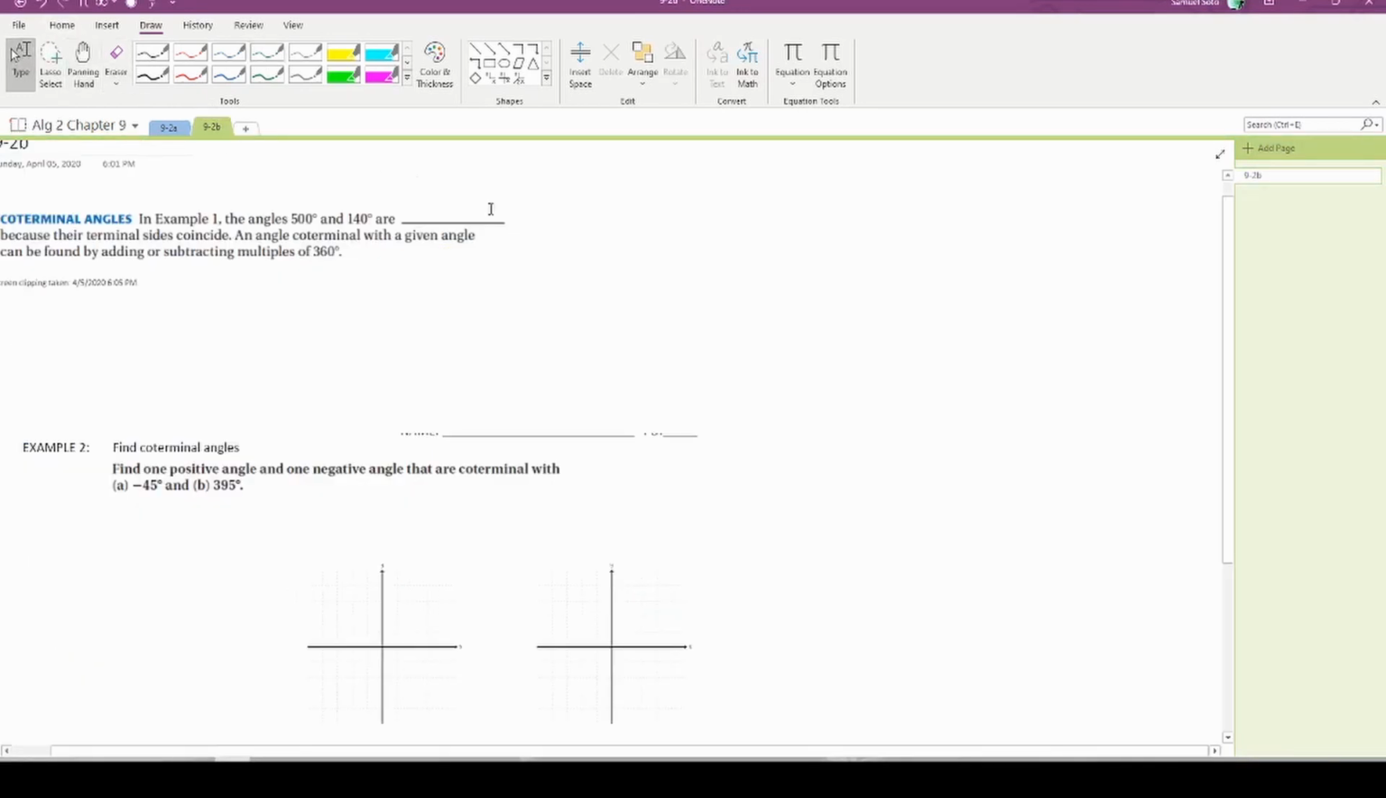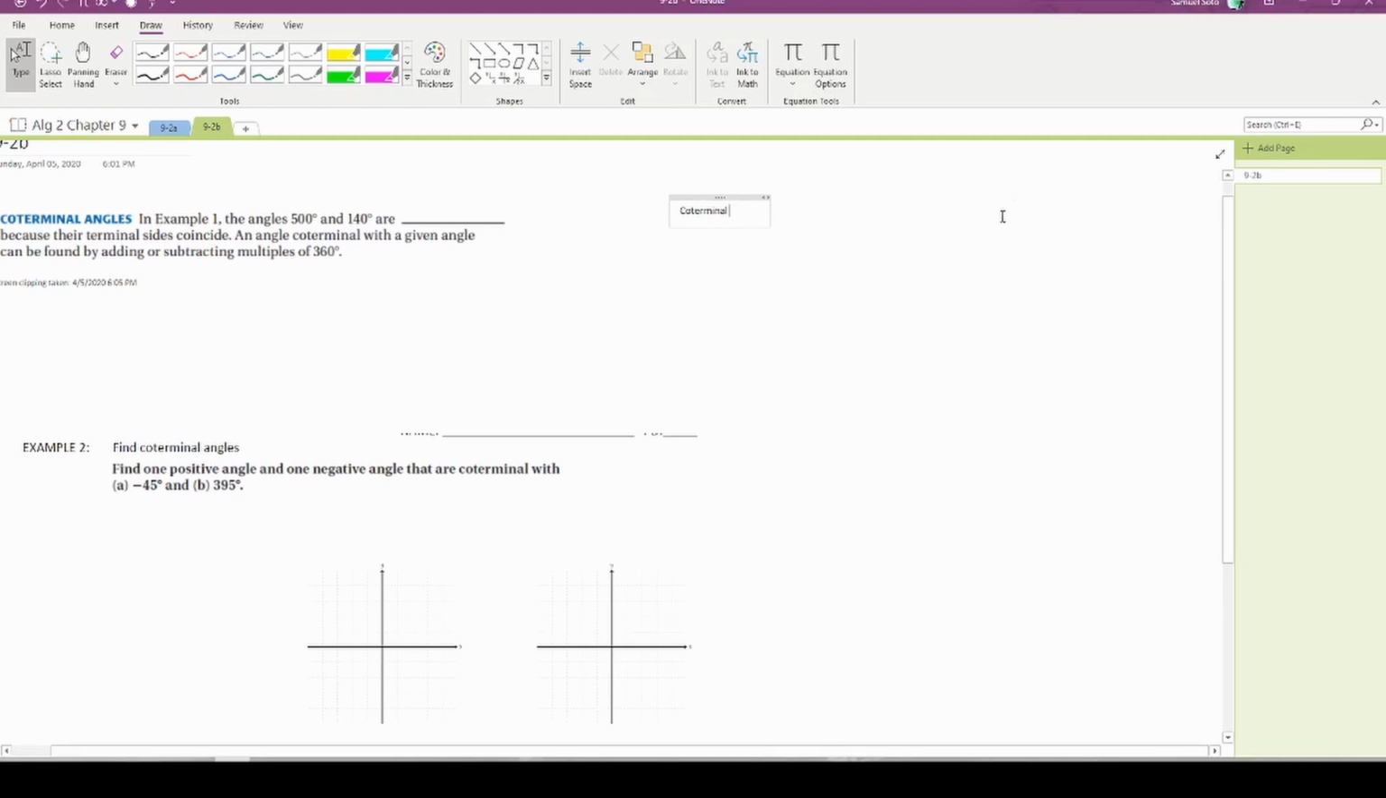If we want to talk about coterminal angles, in example 1, the angles 500 and 140 are coterminal. We're going to just keep that like that.